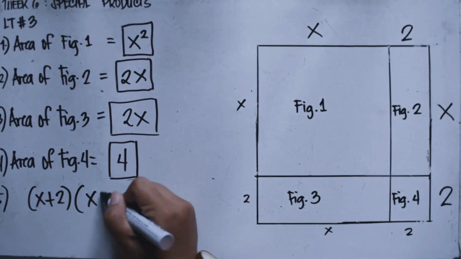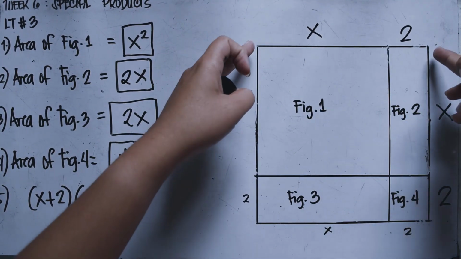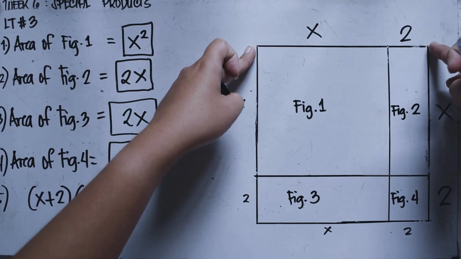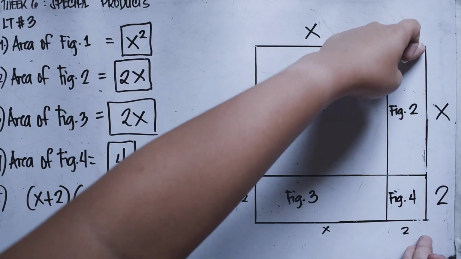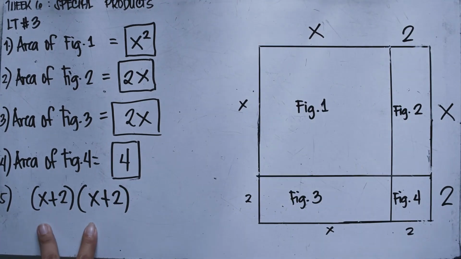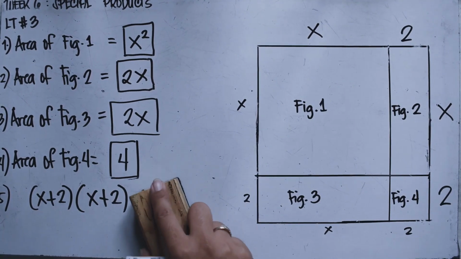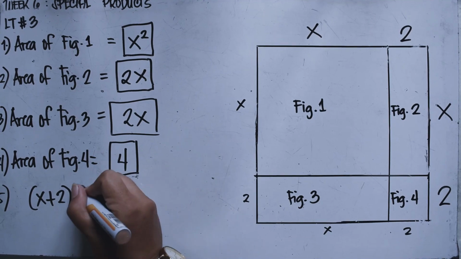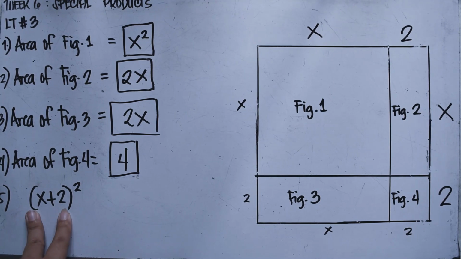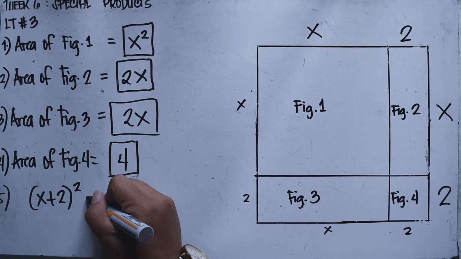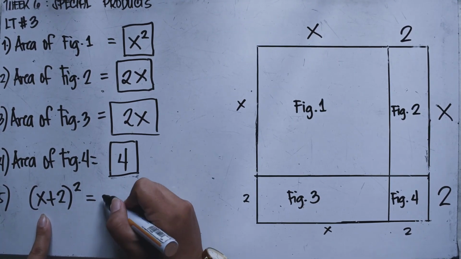So pag pinag-multiply ko yan, guys, ipag-multiply kasi 'di ba, ang area ng figure na itong kabuuan ay side times side. So side times side. So x plus 2 times x plus 2. Tama ba si ma'am? So now, kung mapapansin niyo, x plus 2 or simply x plus 2 squared, tama? Yun din ang ibig sabihin nun, di ba? Ibig sabihin, we can apply yung natutunan natin sa square of a binomial. Tama?